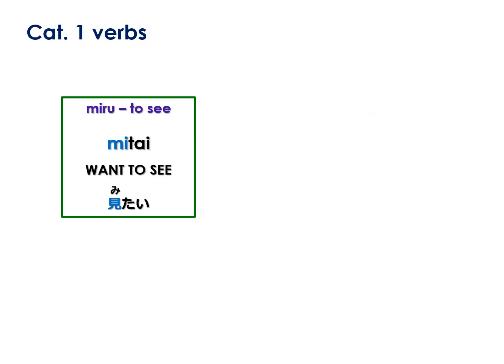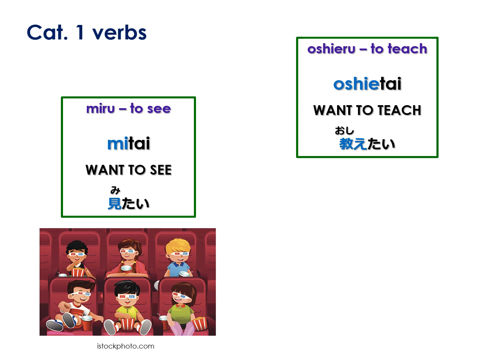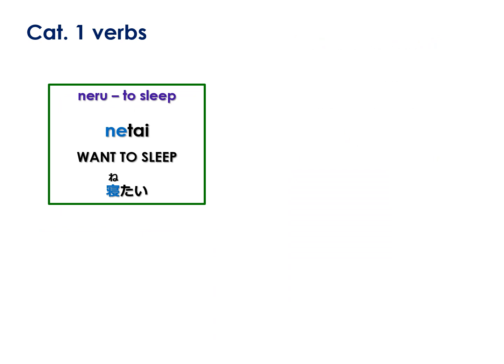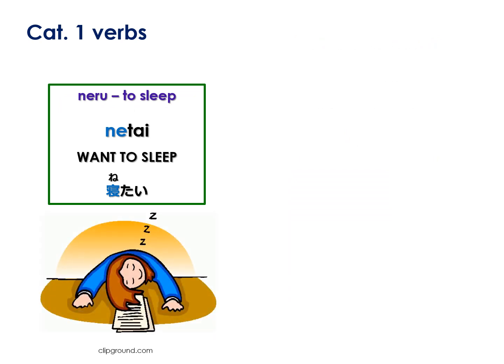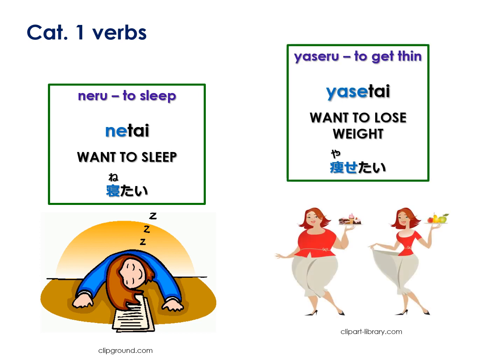Now let's look at other common verbs in all verb categories. I will use the non-past tense tai or takunai in my examples. Miru is to see. Mitai is want to see. 映画を見たいです。I want to see a movie. 教える means to teach. 教えたい means want to teach. 日本語を教えたいです。I want to teach Japanese. 寝る means to sleep. And 寝たい means want to sleep. 疲れたから寝たいです。Because I'm tired, I want to sleep. 痩せる means to get thin. And 痩せたい means want to become thin. もう少し痩せたいです。I want to become a bit thinner.